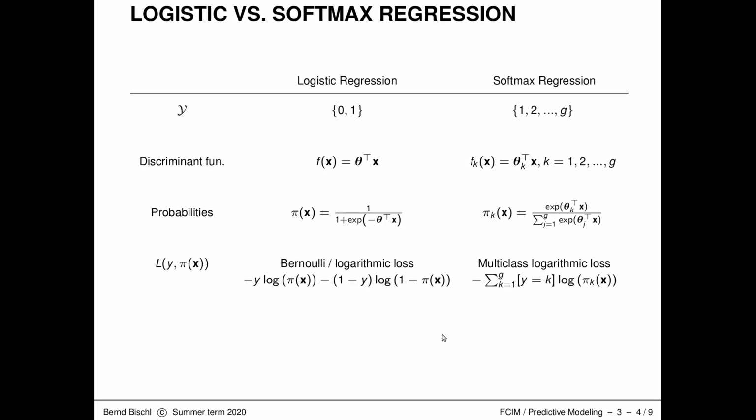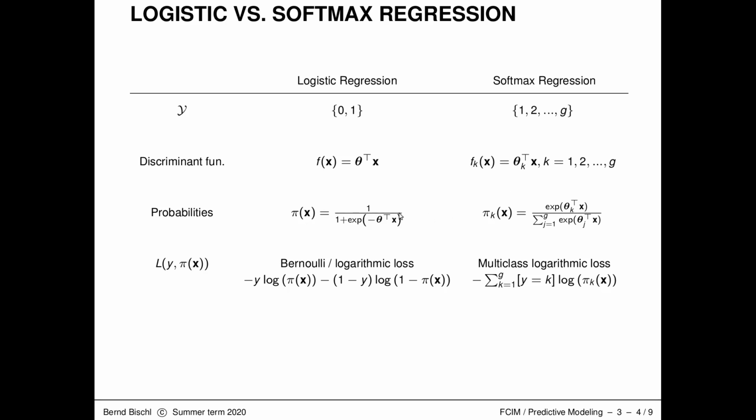So here's a little comparison table for logistic regression with a softmax regression. Logistic regression, 0, 1 labels. Softmax regression, you have G classes. Probably should have noted down that they are usually also 0, 1 encoded. You have one discriminant function here for logistic regression. Here you have k discriminant functions, 1 for each class.